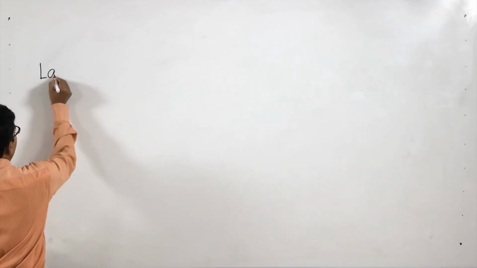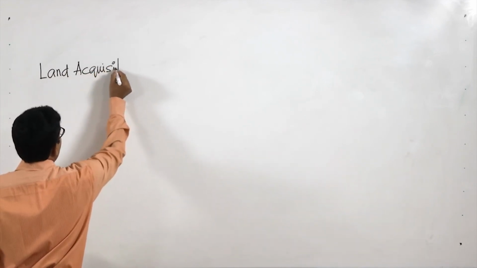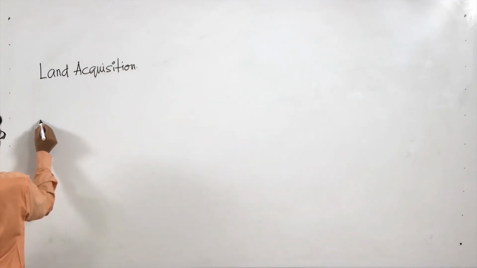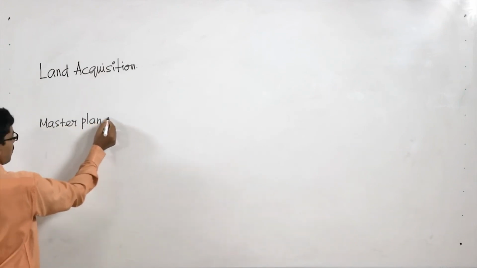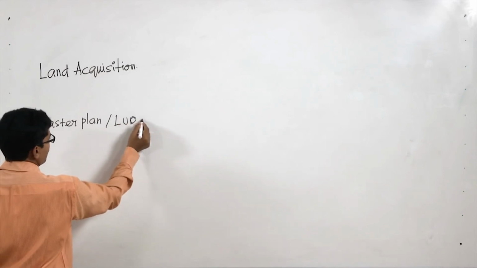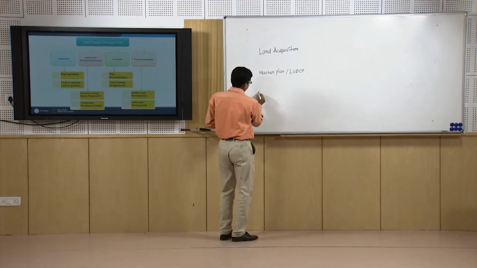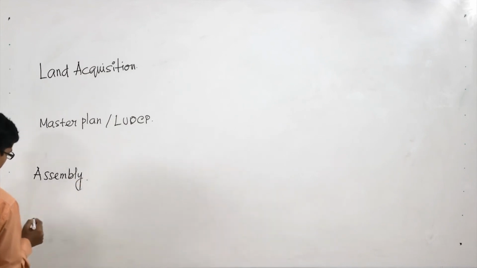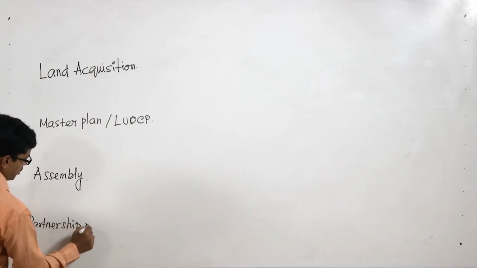So, in the first category it is land acquisition. And then we have the master plan or LUDCP. And in the next method we have seen, and the fourth method is the partnership model.